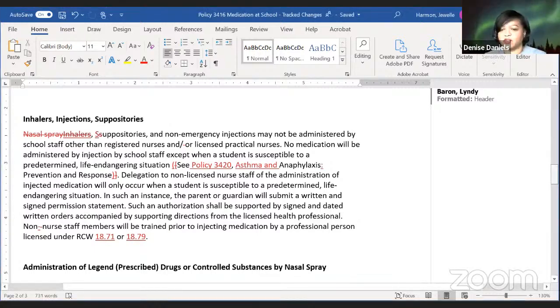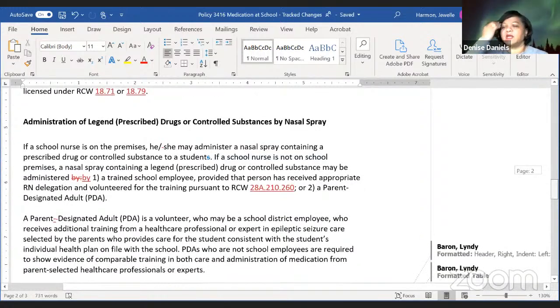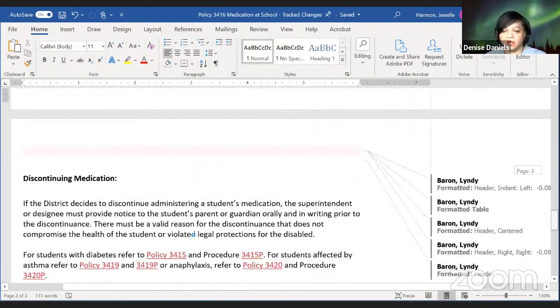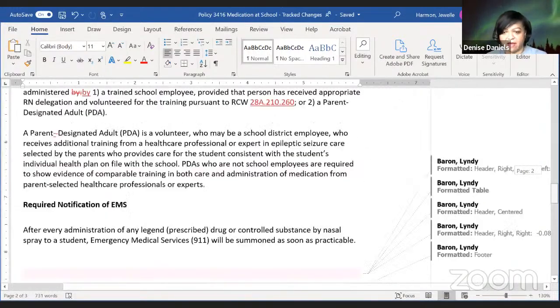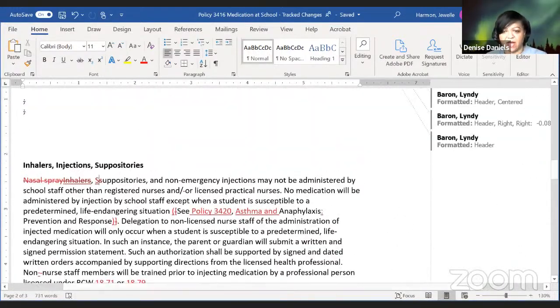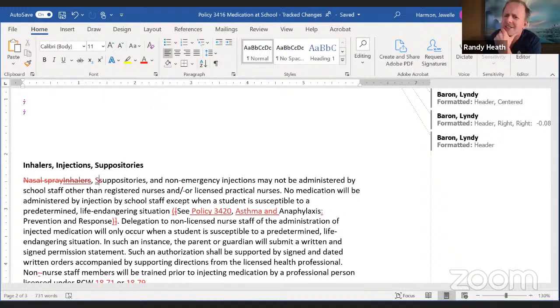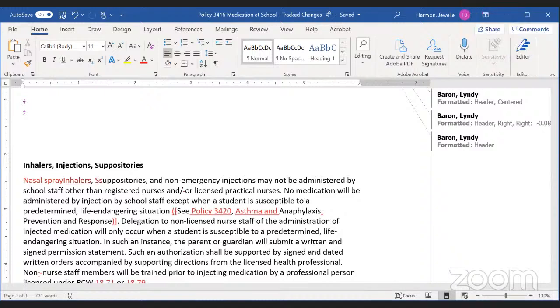I do have a question. When I think about students with asthma, their inhalers need to be given to the nurses. So if they are having an asthma attack, would they have to wait for someone to get it from the nurse, or can they hold it on their person? Right. Lindy, would you like to? Absolutely. Asthma inhalers can be carried by the student.